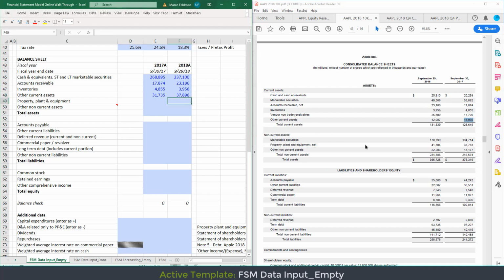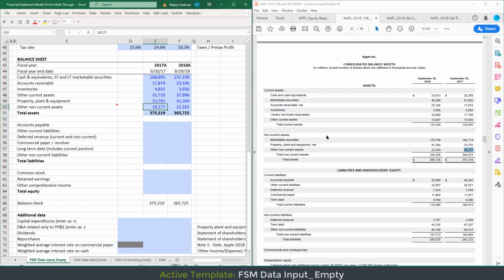All right, property, plant, and equipment. Other non-current assets. Because this is a manual exercise, and especially since I didn't lay it all out the way I did for the income statement, it's even more error prone. So it's critical that you check that you did this right. 365,725 for 2018, yes. 375,319, yes, I did that right.